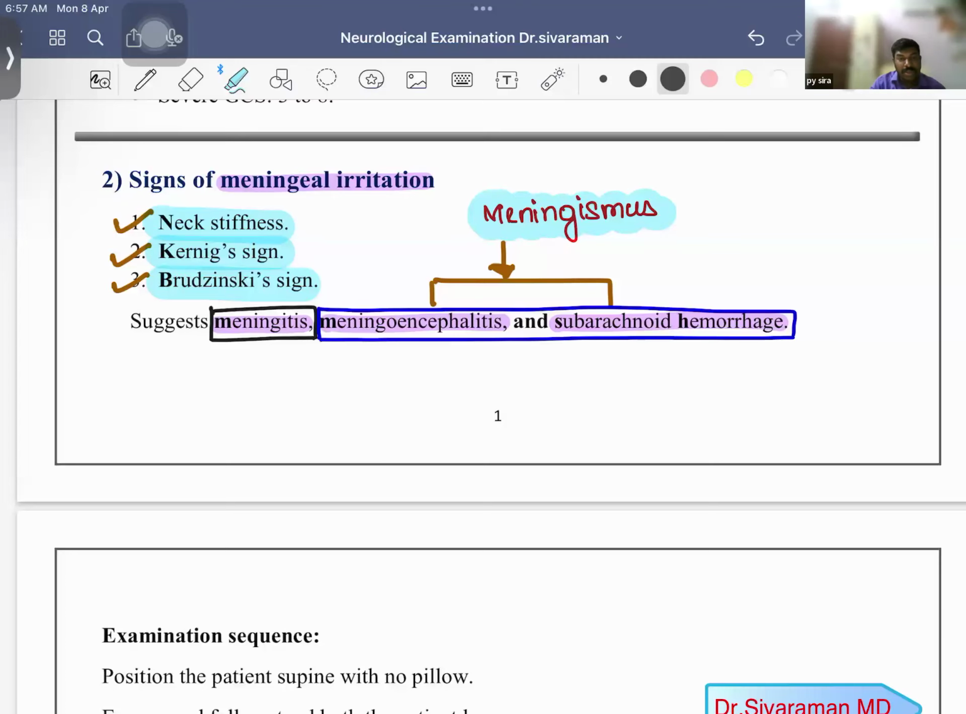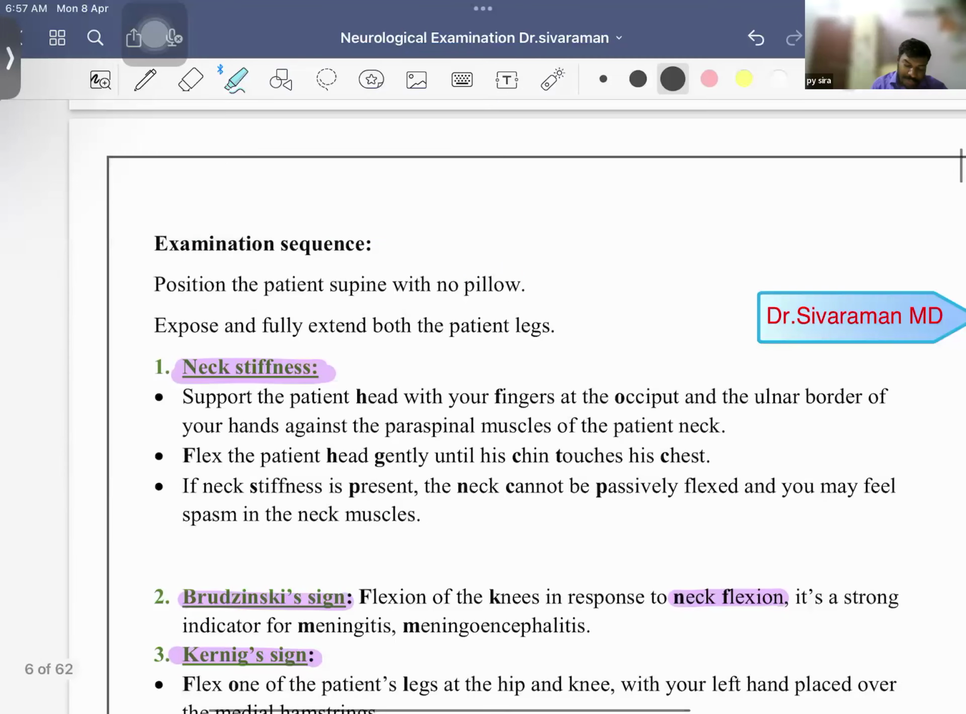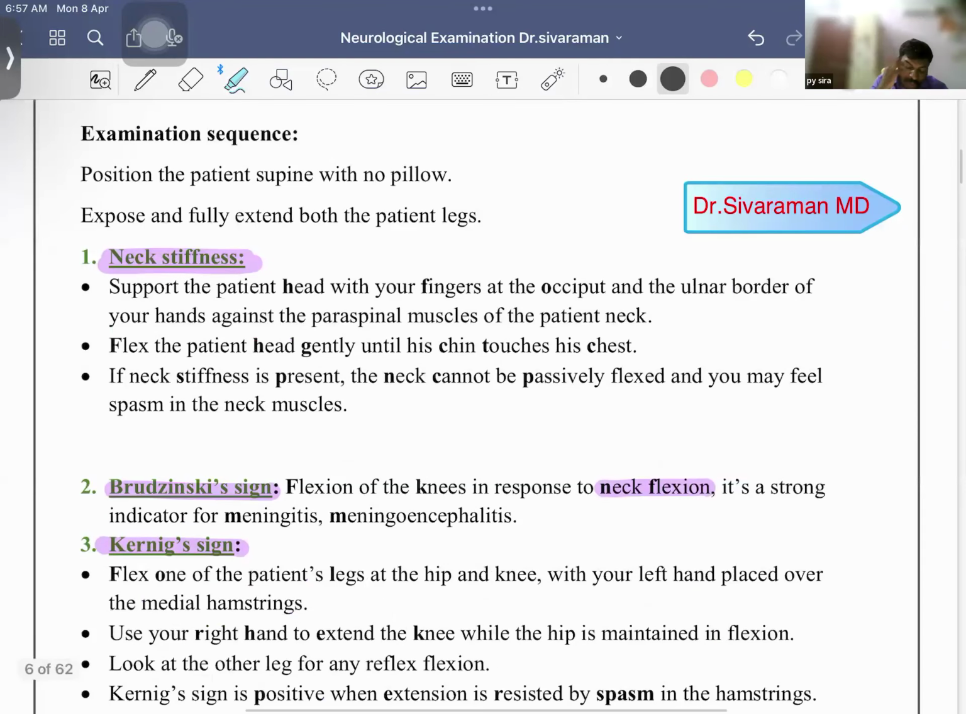Neck stiffness pairs with meningismus. Okay, so how are we going to check for neck stiffness? Whenever you want to check neck stiffness, support the head of the patient with your fingers at the occiput and the ulnar border of your hand against the paraspinal muscles of the neck.